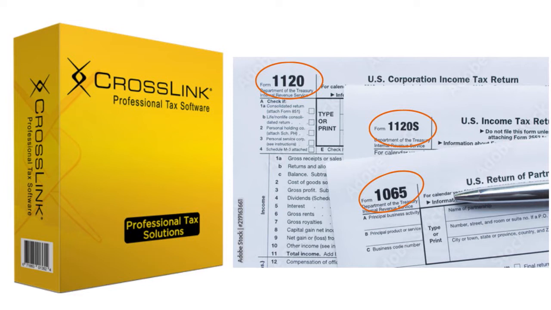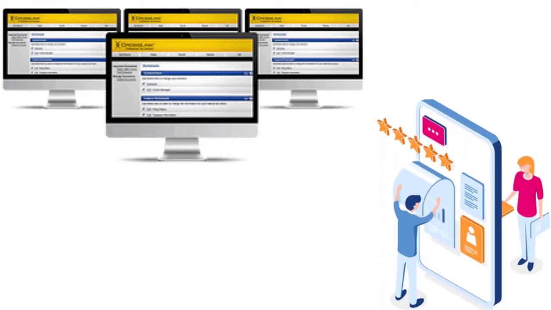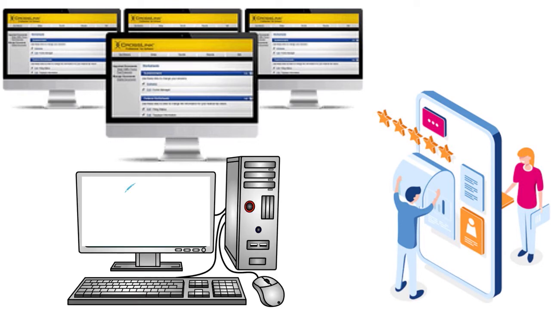And one thing you need to pay attention to is that you have to remember that this is a desktop software program. This is not a cloud-based program. Once you sign up, once you buy the software, they will send you a link. You click on that link and you download the software on your desktop. Okay, and we love the fact that the CrossLink business software integrates very well with other CrossLink modules to provide more features to help you run your practice.